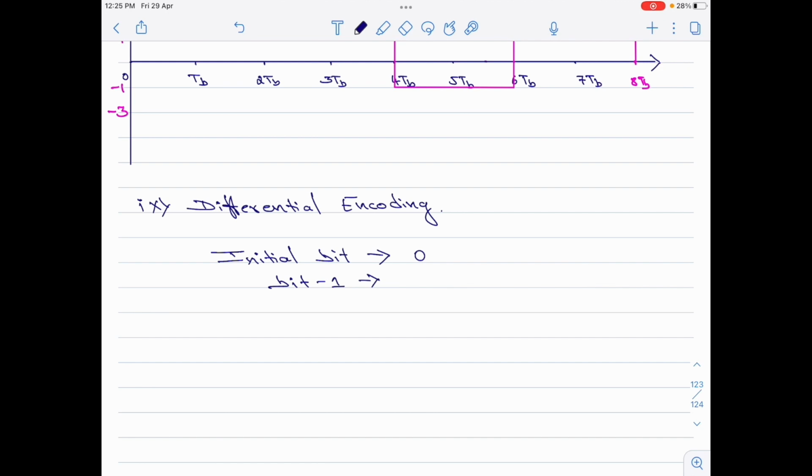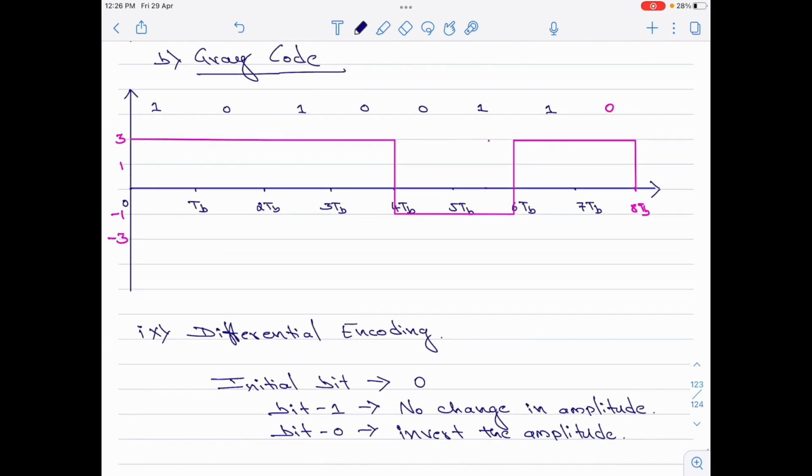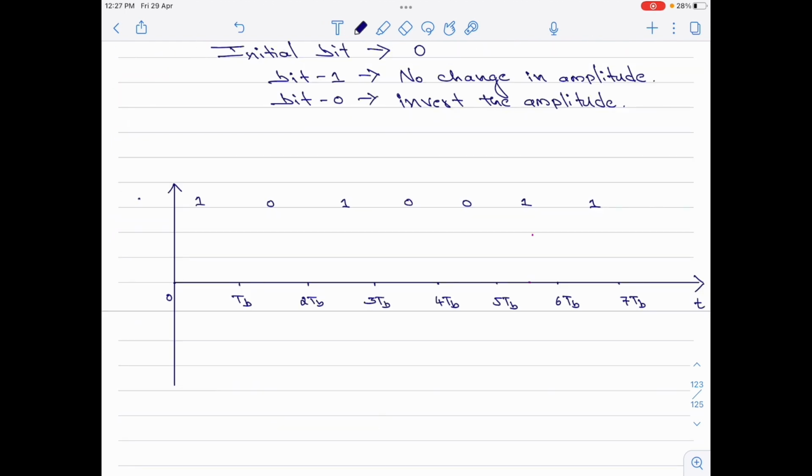So, I will say no change in amplitude here. And whenever a bit 0 appears across the input, the amplitude has to now invert. So, I will now say invert the amplitude. Please note, this is only a convention and I can change this convention for bit 0 and 1 respectively. Right, let me now start with the diagram. As I said, the initial bit is taken as 0.